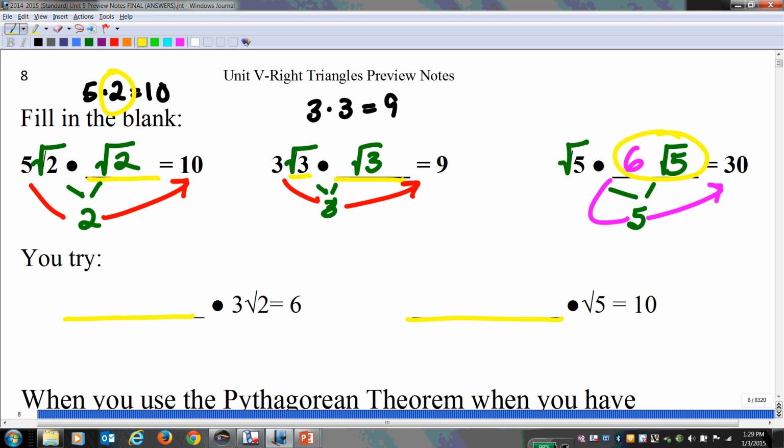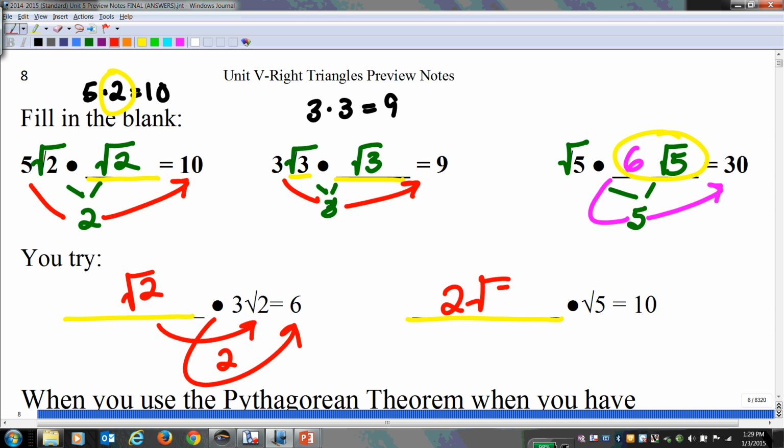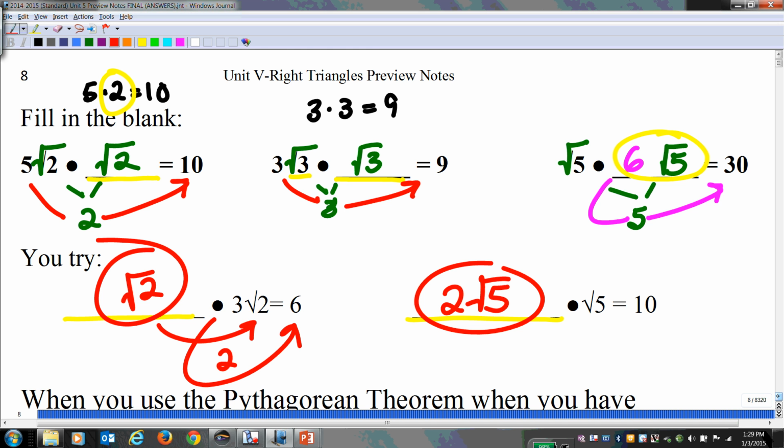Okay, students, welcome back. What you should have in this blank is just root 2, because root 2 times root 2 is 2, and then 3 times 2 is 6. And this blank is going to be 2 root 5. I'm not going to explain those. Hopefully you understand this by now.